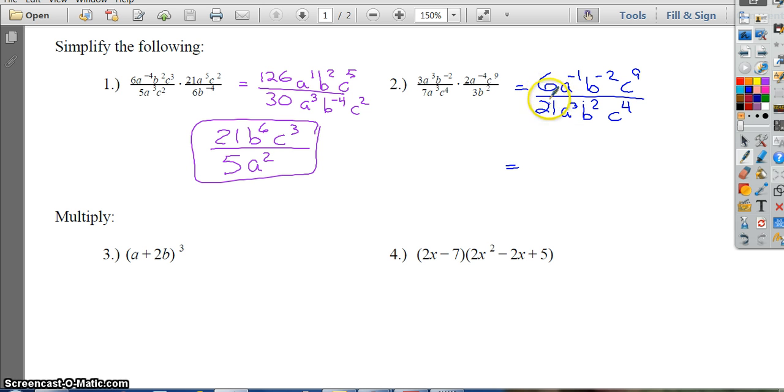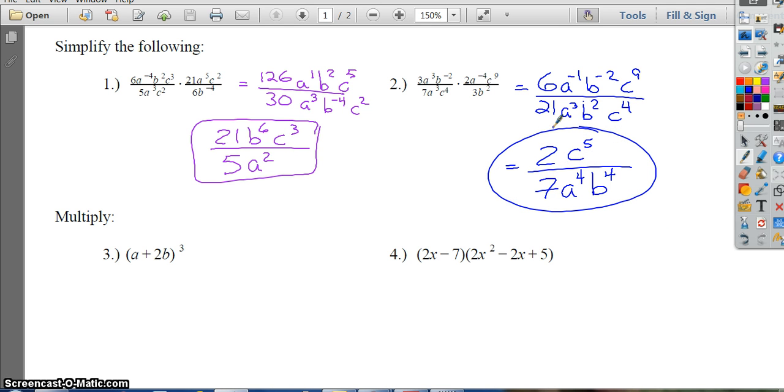Right, I'm going to try to reduce these. These are both divisible by 3, so this is going to be 2 over 7. I got a to the negative 1 going on bottom, so I go 3 plus 1 is 4. B squared is negative 2, puts it on bottom, so b is going to be larger on bottom. 2 plus 2 is 4. And then c to the 5th on top. There you go.